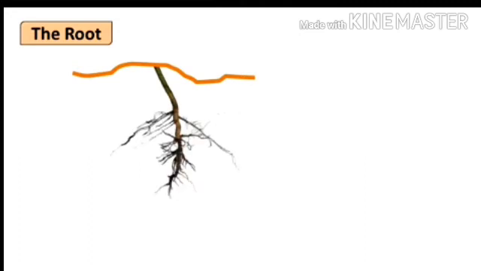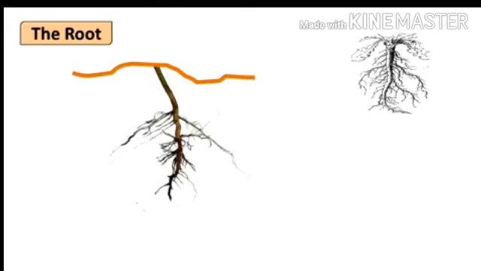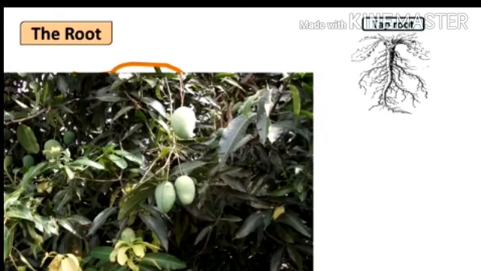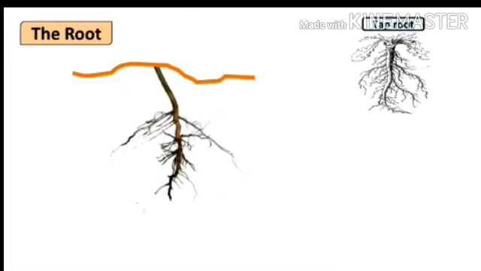Root is the part of a plant that grows below the ground surface. For roots also there are different types. There are two types of root. The first one is tap roots. See here for the big tree, these are examples which have the tap root.